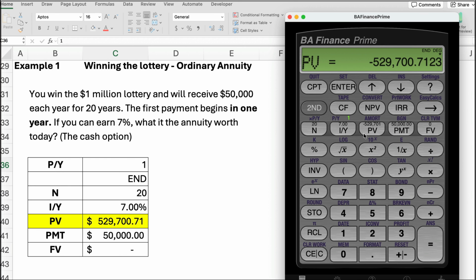Now, if they use 6%, let's do 6%. Compute present value. At 6%, you would get a little bit more. You get $573,000 rather than $529,000. So let's go back to the 7% and compute. So the present value is 529.